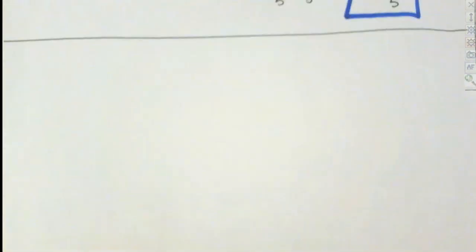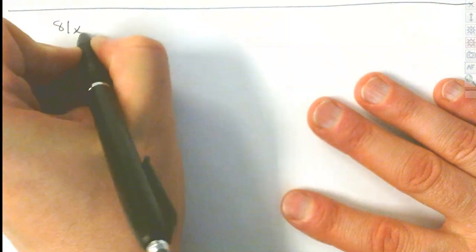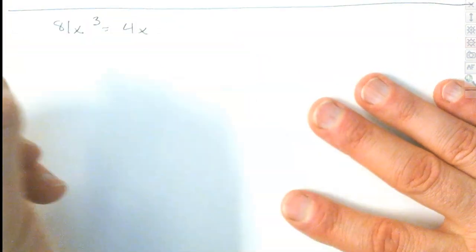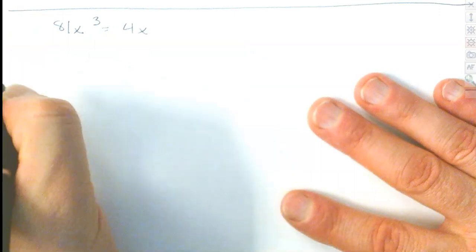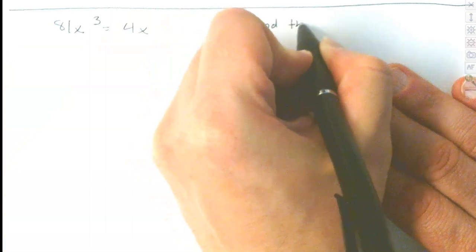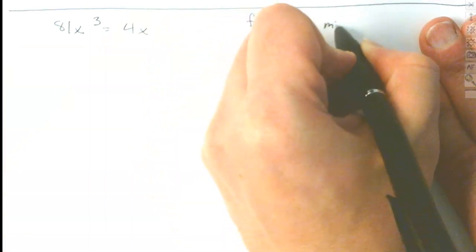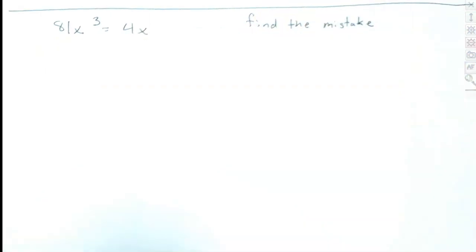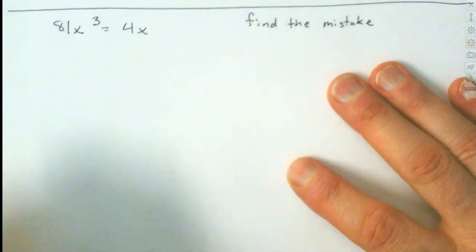18 is one where they made a mistake. And we're going to talk about the mistake that they made. So I'm just going to copy down the question here, and we're going to have to find the mistake. And then I'll show you how to correctly solve this question.